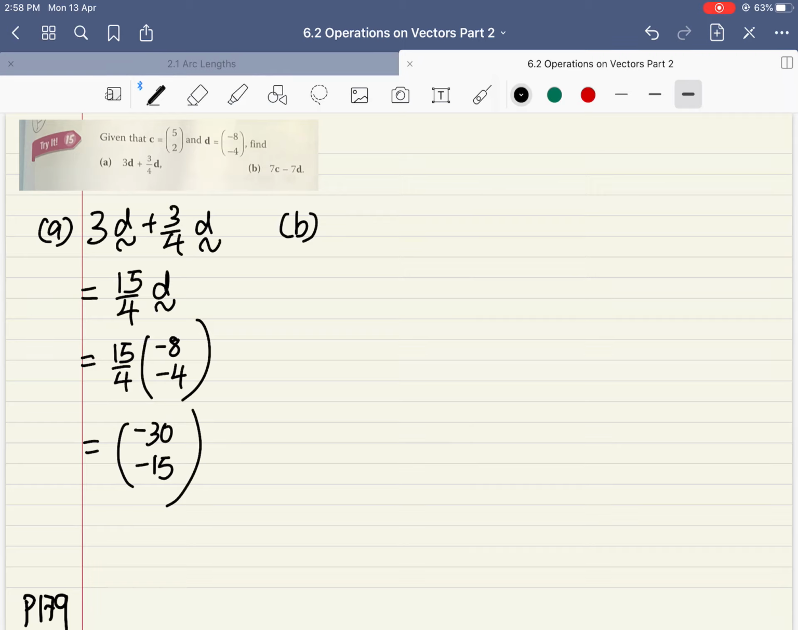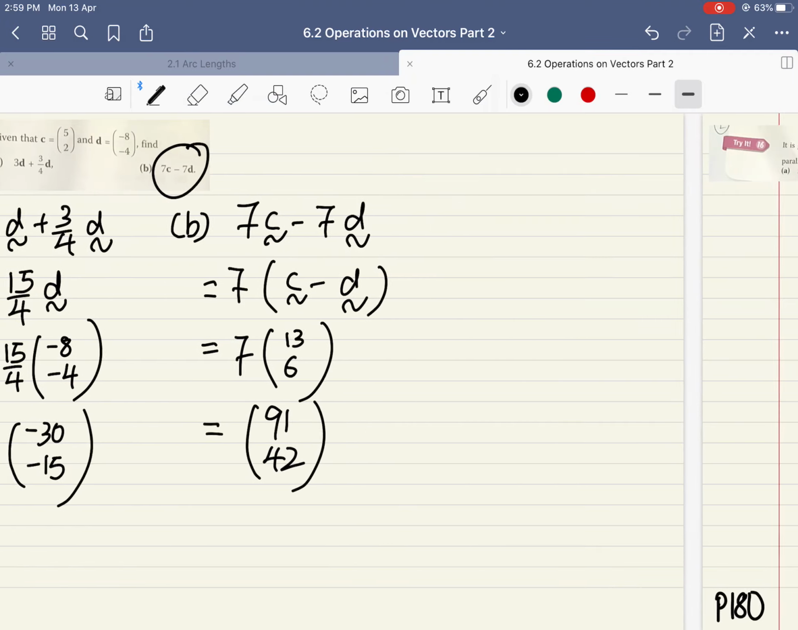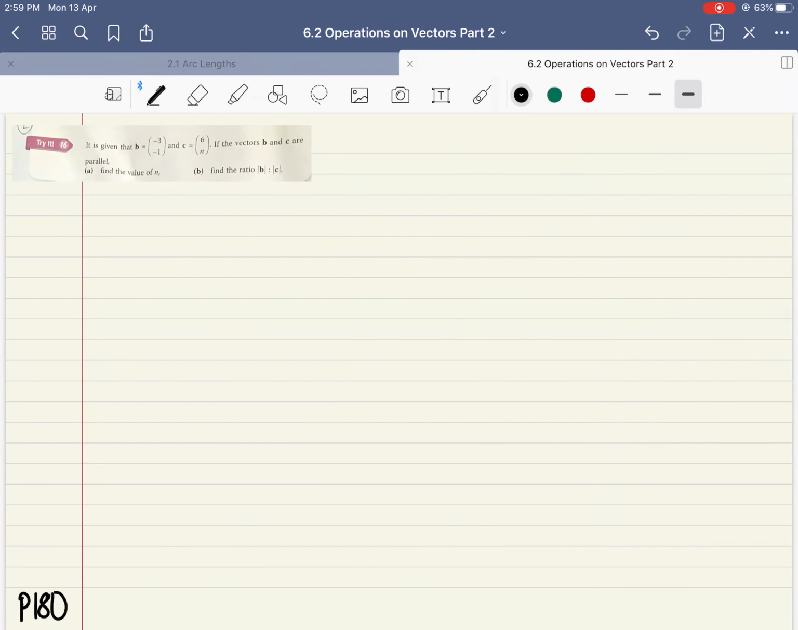Now, for part B, we have 7c minus 7d. Same thing, the same rules of algebra will apply. If I factorize 7, I can have 7 times c minus d. So c minus d, I just do a quick calculation. C minus d should give me 13 and 6. All these figures are gotten from here and here. Just multiplying in the 7, I will get 91 and 42.